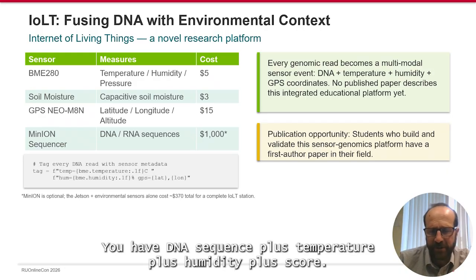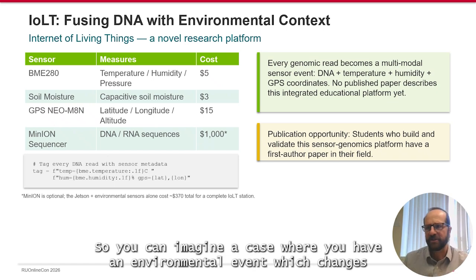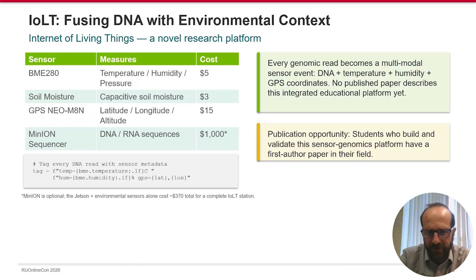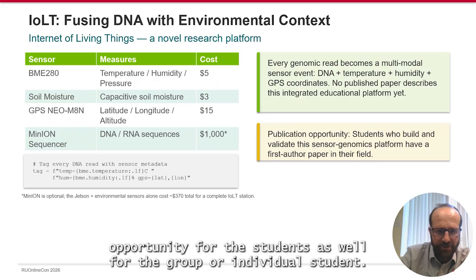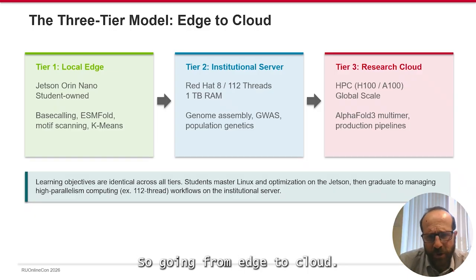So the idea here is every genomic read becomes a multimodal sensor event. You'd have DNA sequence plus temperature plus humidity plus GPS coordinates. So you can imagine a case where you have an environmental event which changes over time in terms of the microbes you're sequencing, for example. And this would provide a publication opportunity for the students as well, for the group or individual student. This also introduces the students to this three-tier model idea, so going from edge to cloud.